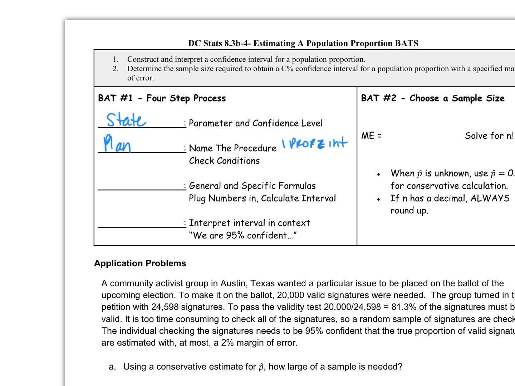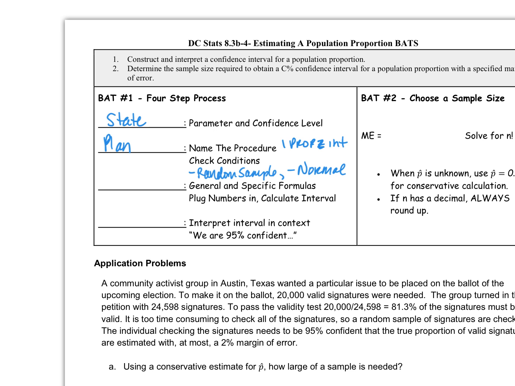The conditions or assumptions, do you remember what they were? Random and large counts. Yeah, random sample. And we got to check that it's normal using, in this case, large counts, okay? So those are the 2 conditions I have to check.